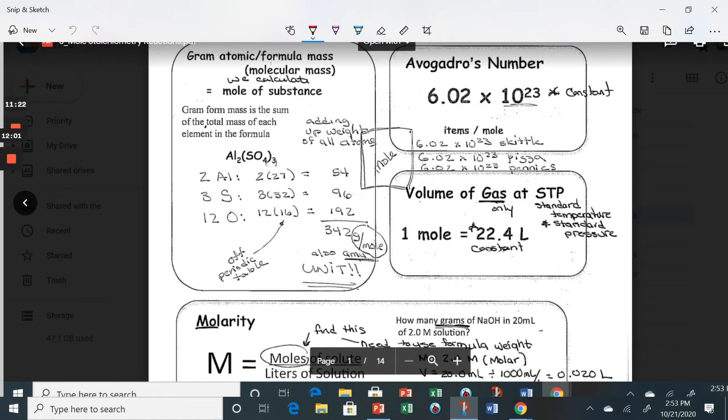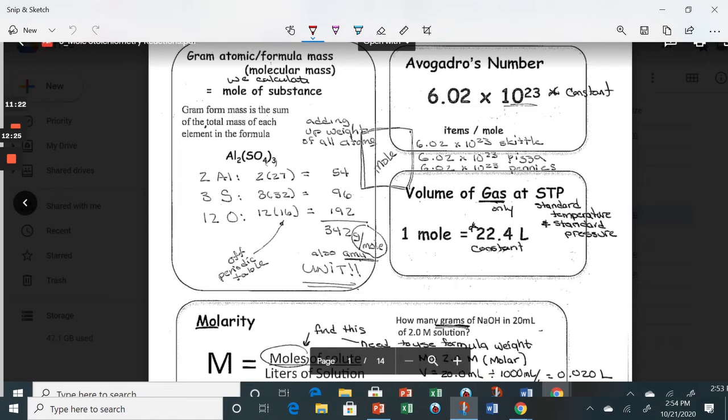If somebody says, what's the formula mass, they're asking you how much does the molecule weigh for 1 mole of that molecule or that compound. If they say, what's the gram formula mass, it's the same thing. If they say, what's the atomic mass of 1 mole of that compound, then that would be, again, how much does it weigh for 1 mole. How do you do that?